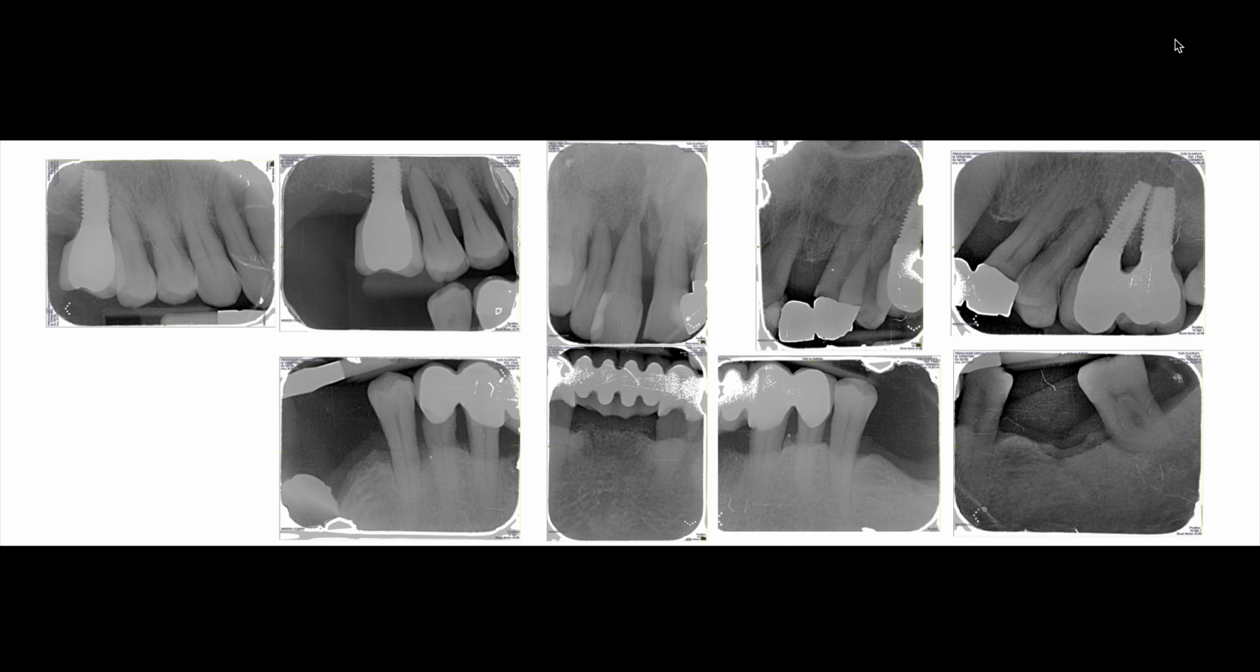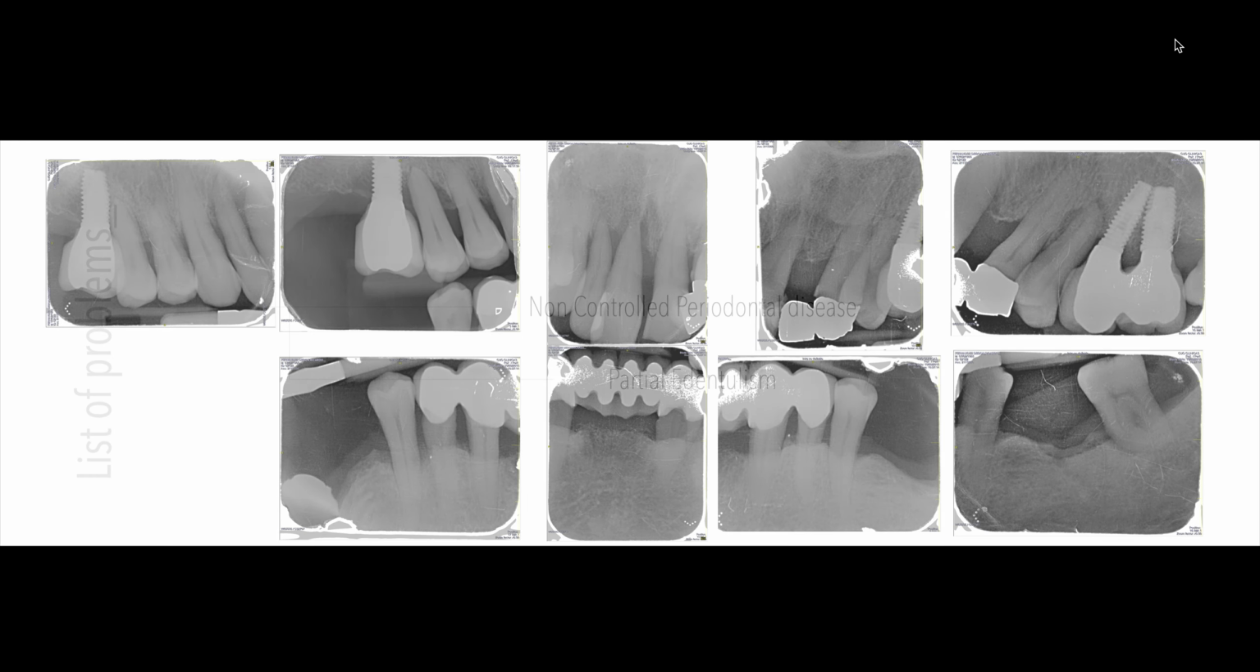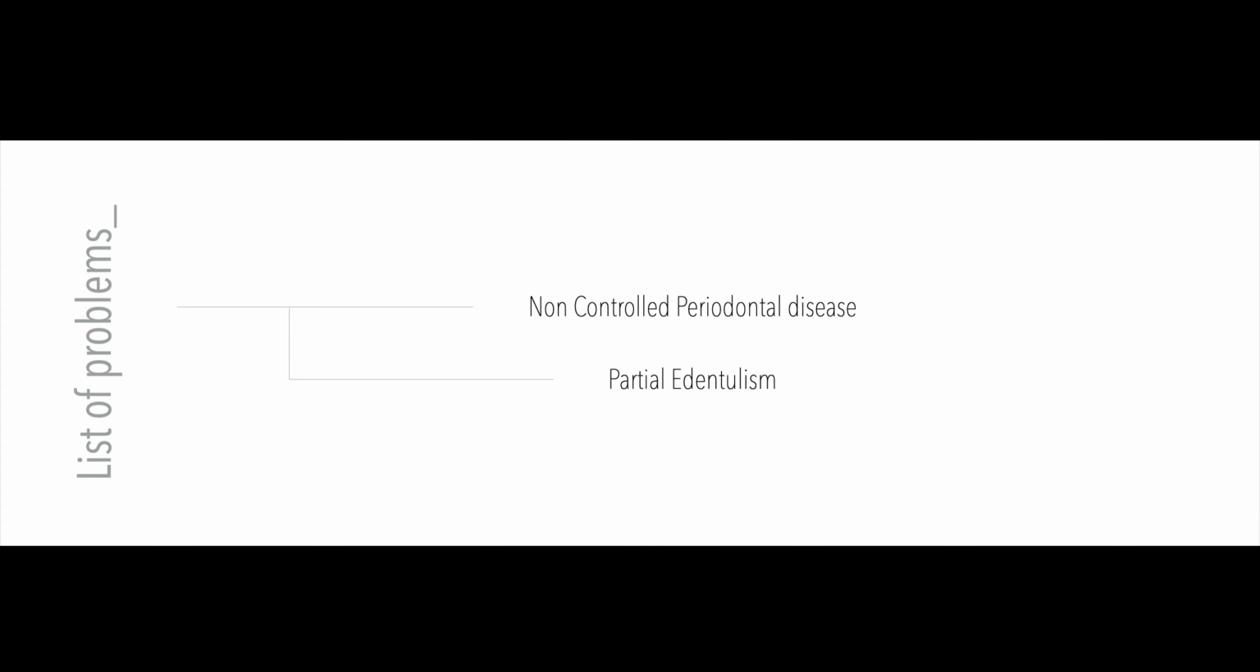But if this patient wants to start eating properly and have a solution for the future, we have to start thinking about what to do. So the beginning list of problems is an uncontrolled periodontal disease and partial edentulism.